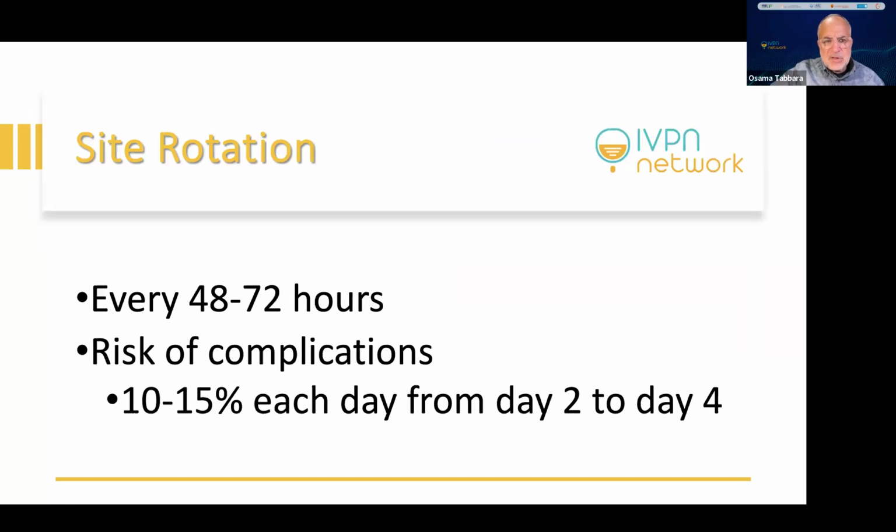Ideally, site rotation for peripheral parenteral nutrition is every 48 to 72 hours. However, if you have a precious line and very poor venous access, we tend not to rotate. We tend to keep infusing peripheral parenteral nutrition until the patient is really complaining, because sometimes it's very hard to find the peripheral line, and we don't want to put the patient through the stress of finding one. The risk of complication is 10 to 15% each day above day 2 to day 4.